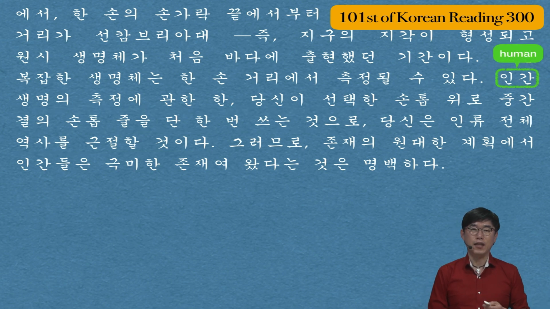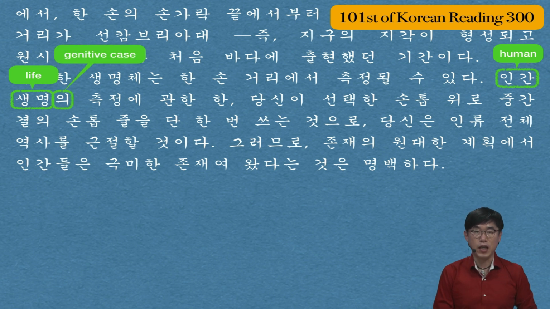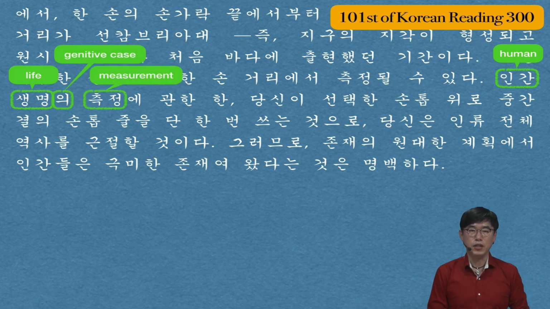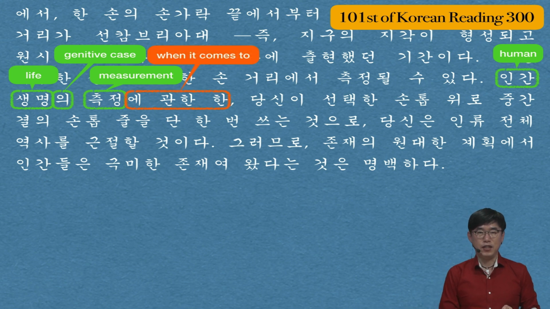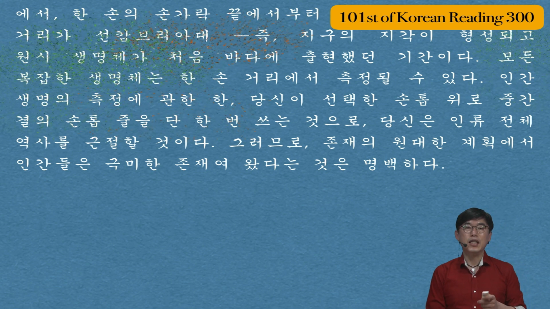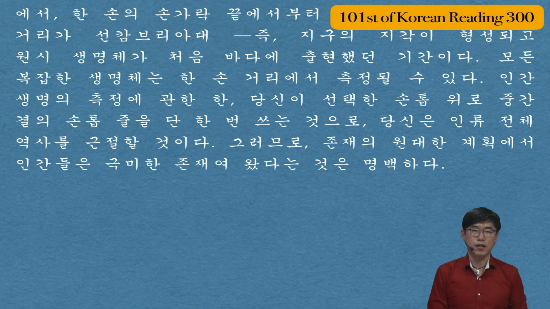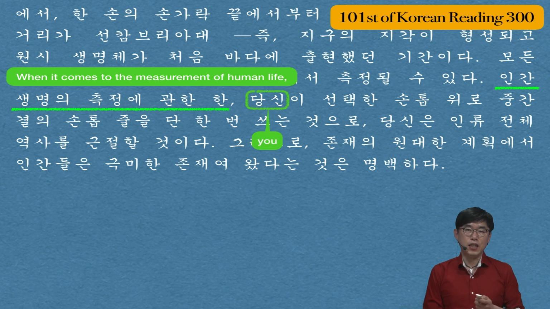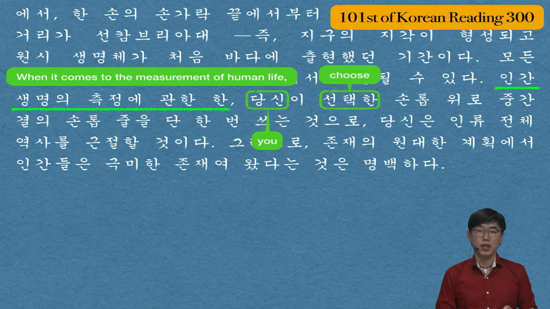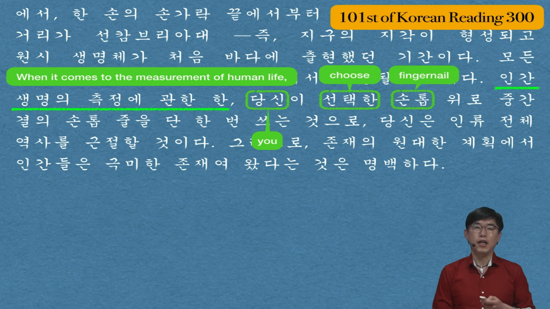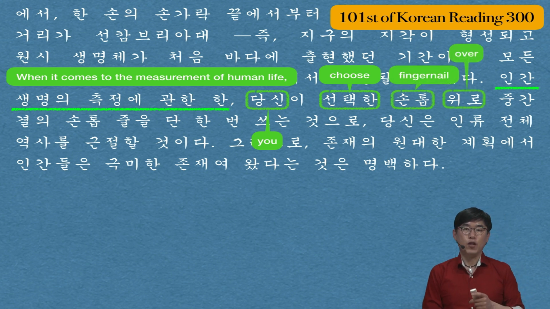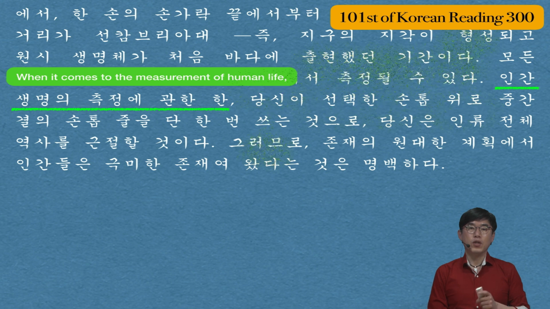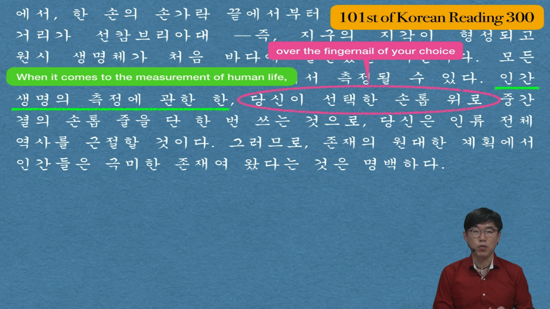인간 is human and 생명 is, as I said, life. And 의 is a genitive case. And 측정 is a measurement. And 에 관한 한 is when it comes to. So 인간 생명의 측정에 관한 한 is when it comes to the measurement of a human life. 당신 is you and 선택한 came from 선택하다, which means to choose. And 손톱 is a fingernail and 위로 is over. So 당신이 선택한 손톱 위로 is over the fingernail of your choice.